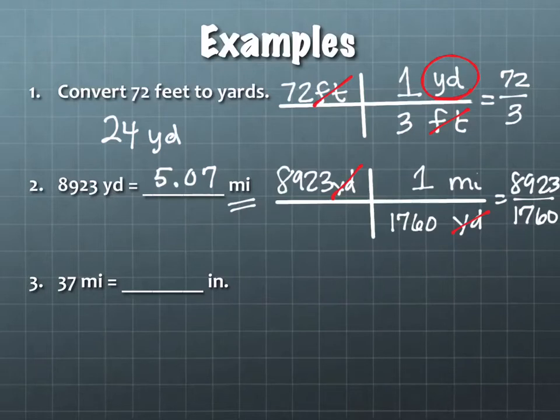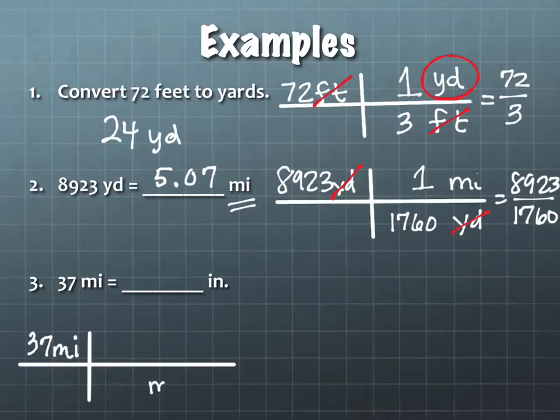Okay, next one's a little more interesting. Ready to give it a try? This one starts out as 37 miles. I'm going to start over here because I'm going to need a little bit more space. And I want to turn it into inches. So regardless of exactly what you do next, miles has to go on bottom. That's a true statement.